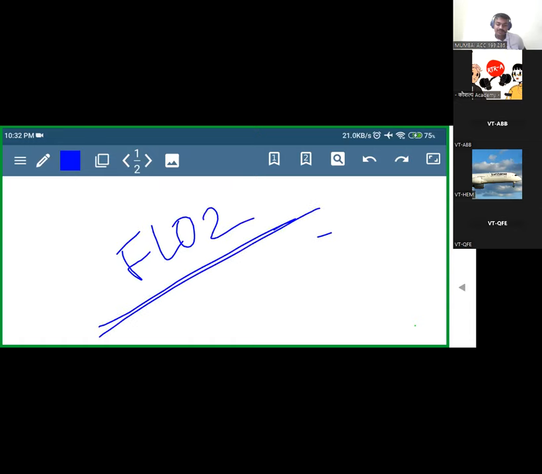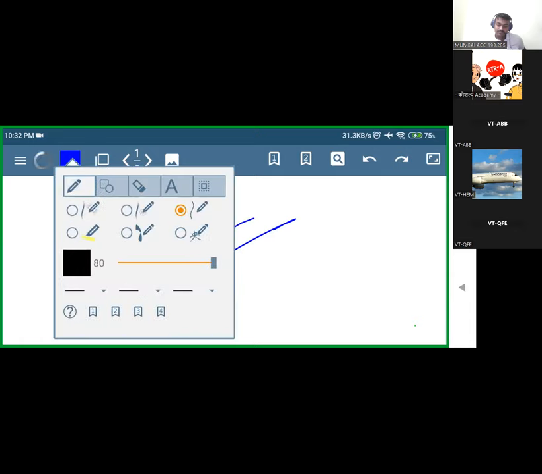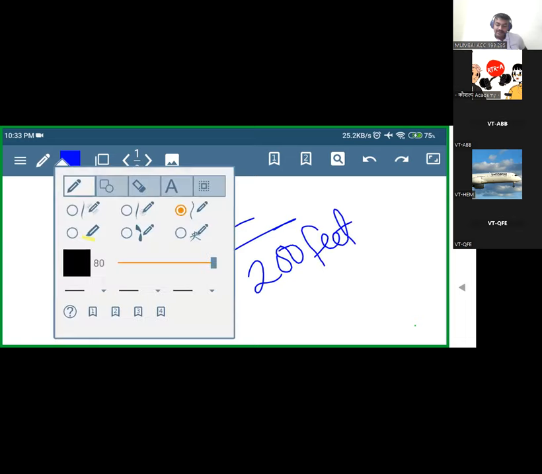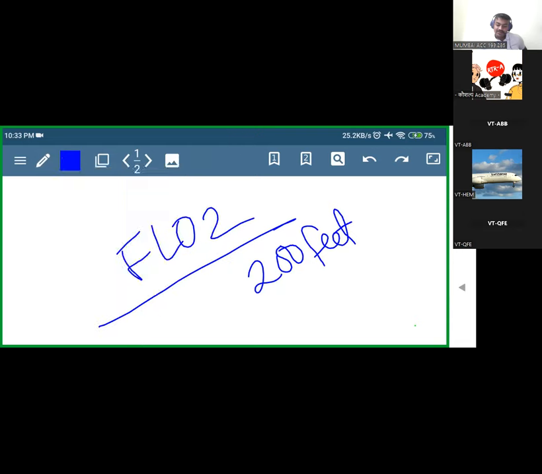What is this? Flight level 02. That is 200 feet. See, this is a wrong terminology. We cannot say flight level below the altitude. Which one?